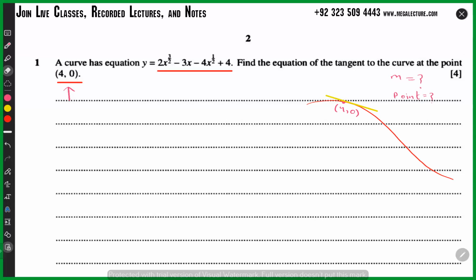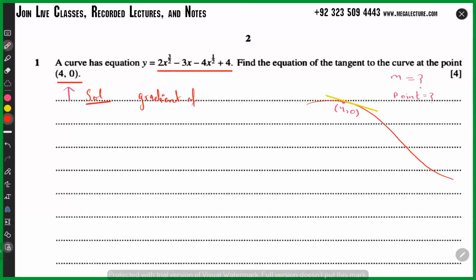Now, let's talk about the solution. I know one thing: in order to find the equation of a tangent, I need to have a point lying on the tangent line and I need the gradient of the tangent line, or otherwise I need two points lying on the tangent line, and I only have one point. So what I'll do is find the gradient. Let's do it like this. Gradient of tangent.